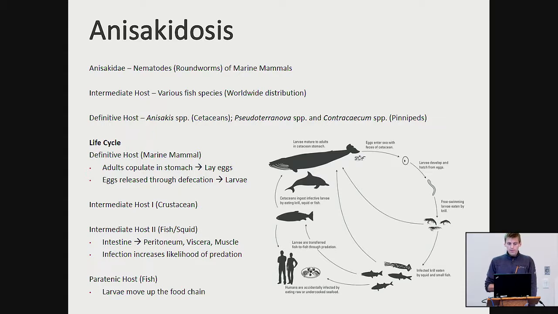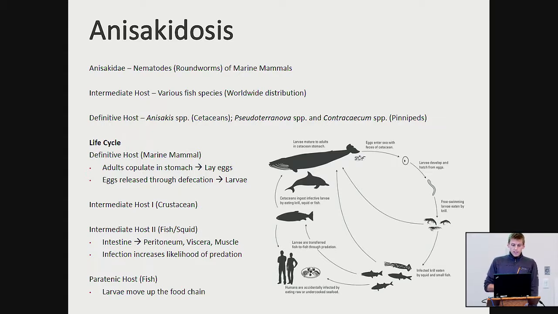Now, the definitive host is really dependent on the genus and species that you're dealing with. Anisakis is largely a nematode of cetaceans, so porpoises, whales, and such. And then Pseudoterranova and Contracaecum are parasites of pinnipeds. All of them can affect people.